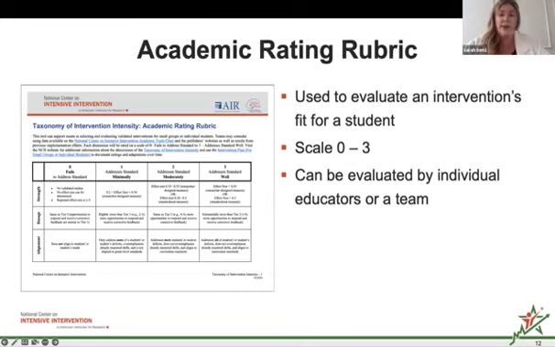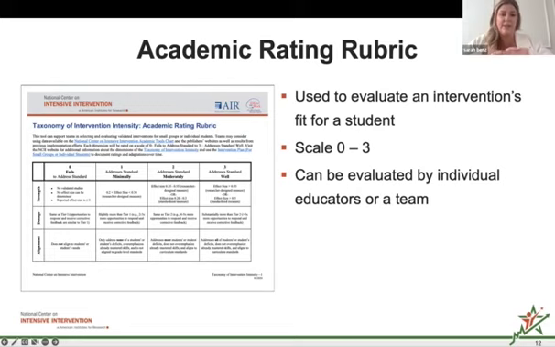So this is just a chart to rate. Again, we're not saying scores between 15 and up are phenomenal or anything, because again, you're rating this intervention for the student that you're wanting to do it on. So it could vary based on the student's needs. The scale really is 0 to 3, and it can be used to evaluate individual educators that are implementing with one kid, or even a team.